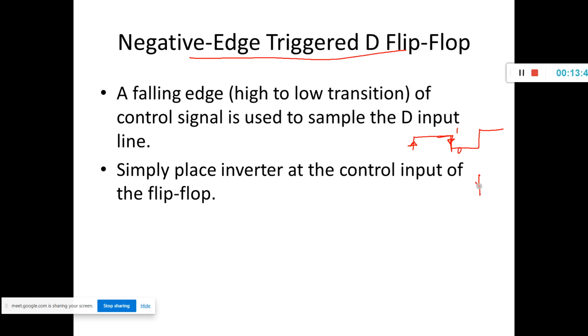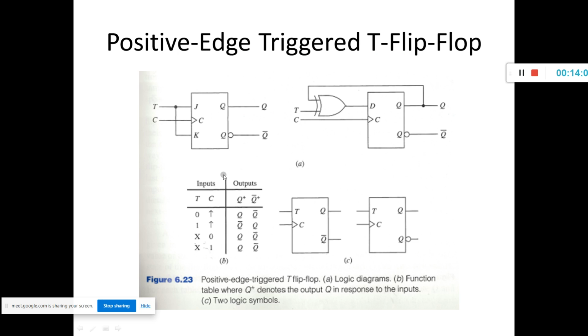So in the truth table, we'll be talking like this. This is 1, this is 0, this is a negative edge. So D flip flop will respond only on the negative going edge of the clock. Okay. Simply place an inverter at the control input of the flip flop. It will become negative edge triggered D flip flop.